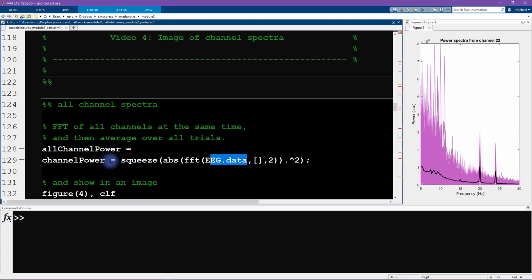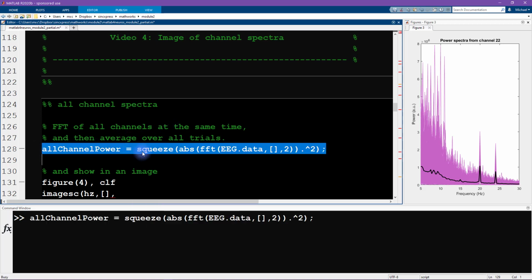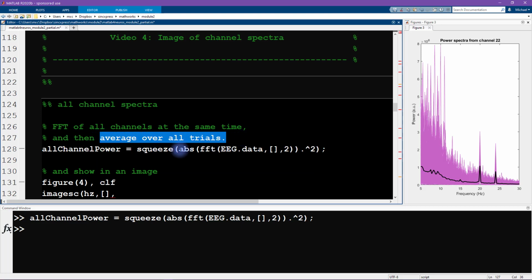Okay, so then let's see, I think I will even just delete some of this and put that up here. Okay, so this gives us the power spectrum over all of the channels, all of the frequencies, and all of the trials. And now we want to average over all of the trials. So I am going to use the mean function. And of course, we need to think about which dimension that we need to compute the average over.